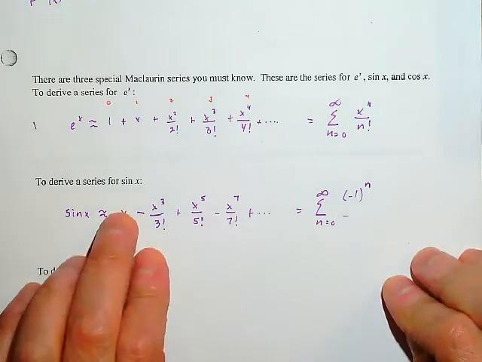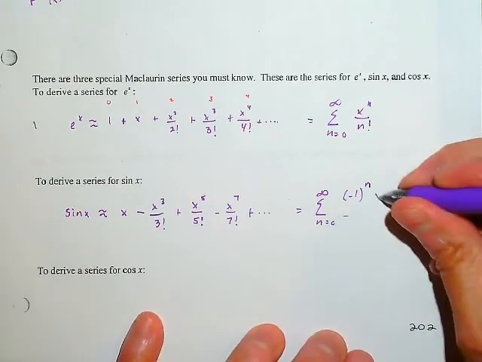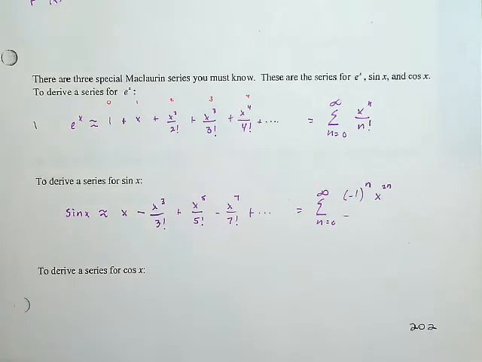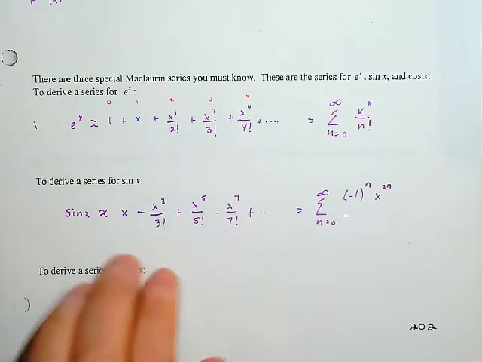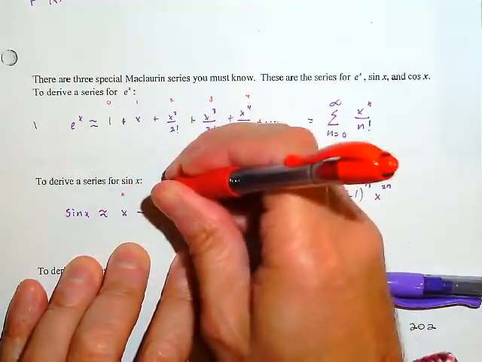Then I've got x to the 1, x to the 3, x to the 5. These are going up in powers of 2. So it's x to the 2n. But is it really? Because I might have to remember, this is 0. This is 1. Again, make those indexes if you need to.